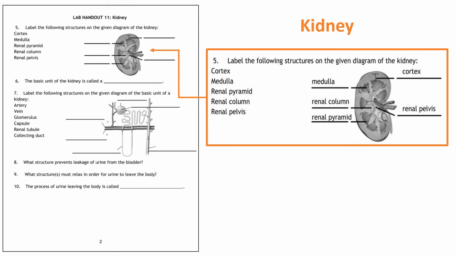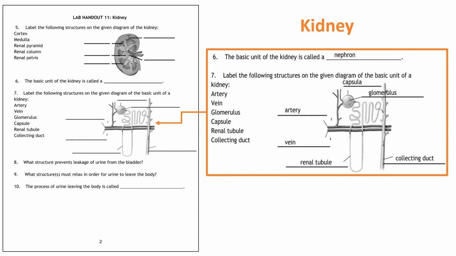Kidney. Label the following structures. Cortex is at the very top center. Now, to the left, medulla. Under medulla, you have renal column. Then you have renal pyramid. Now, to the right, center, you have renal pelvis.